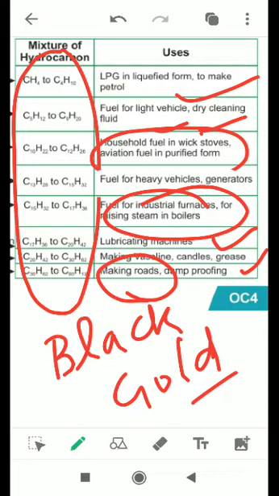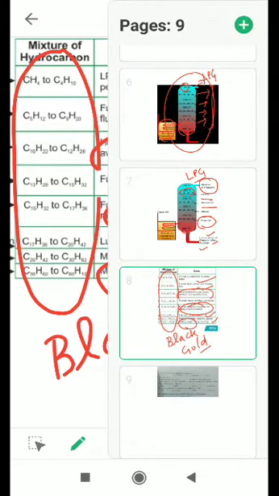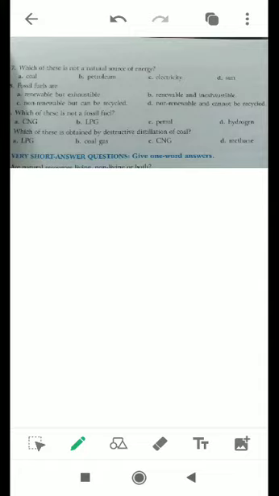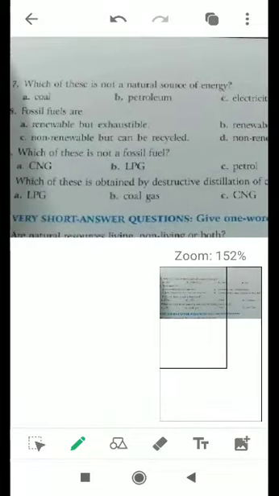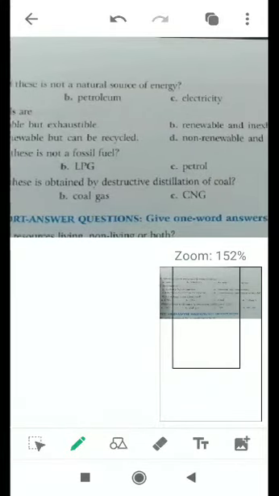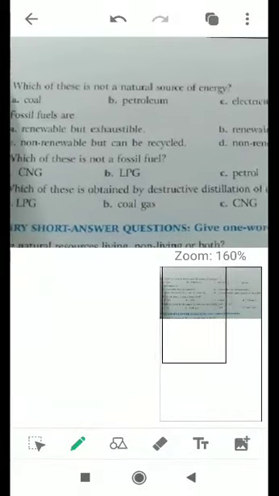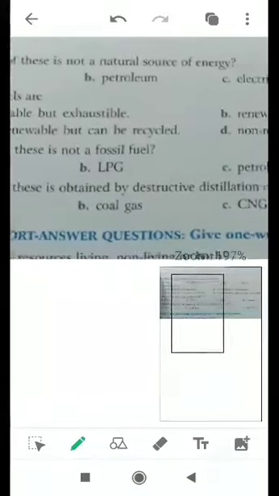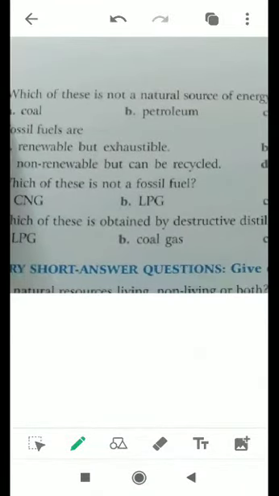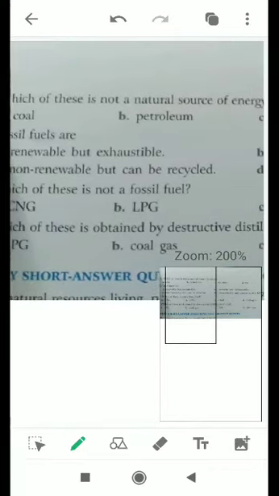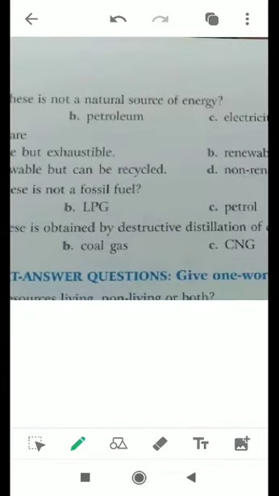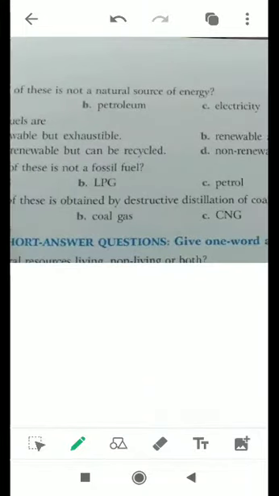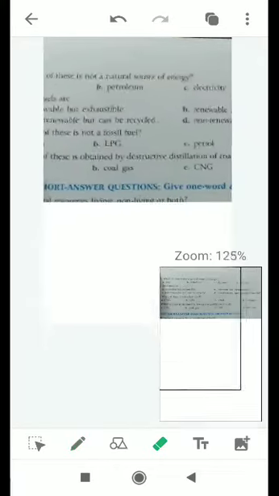Okay, so these are the uses of petroleum, students. Now we are in a position to answer the following questions. Let us see them. First question: which of these is not a natural source of energy? Coal, petroleum, electricity. Which of these is not a natural source of energy? It is electricity. The answer will be electricity. Okay. Let us see the next question.